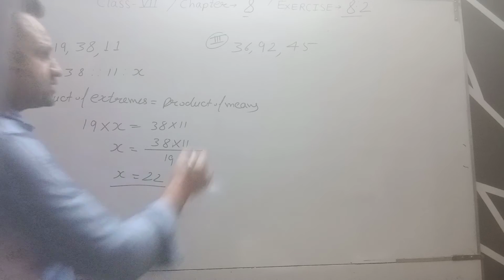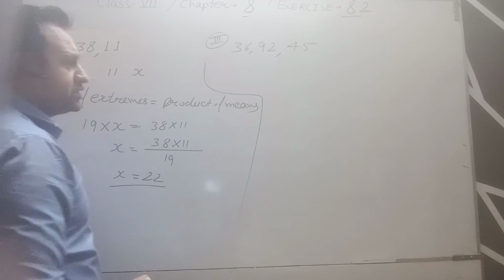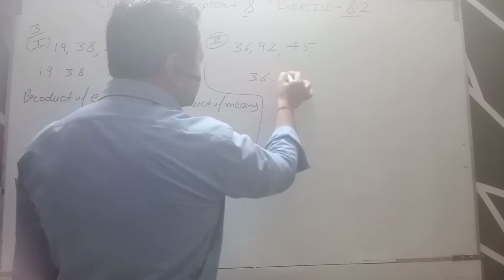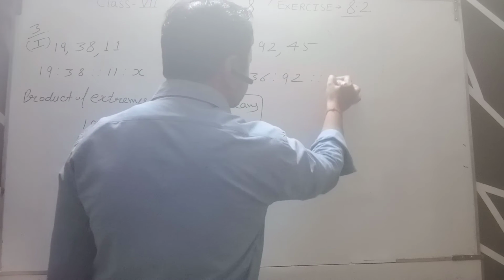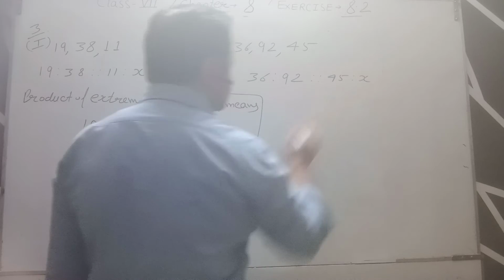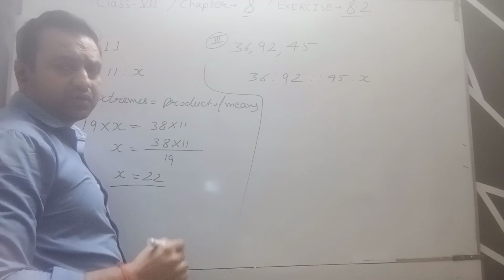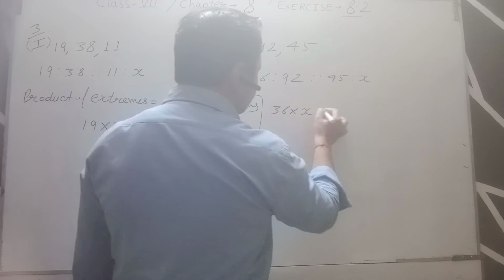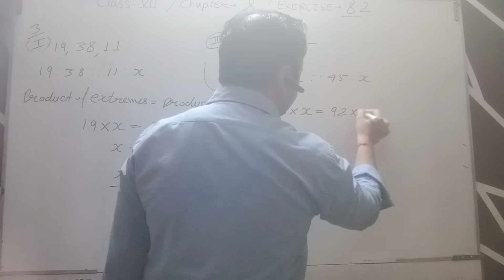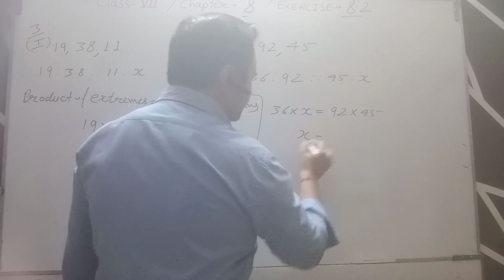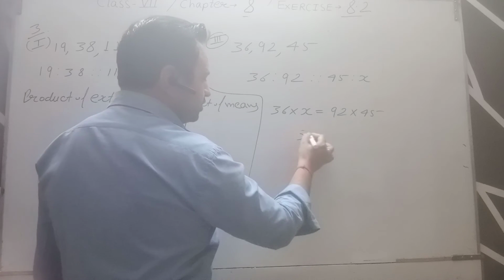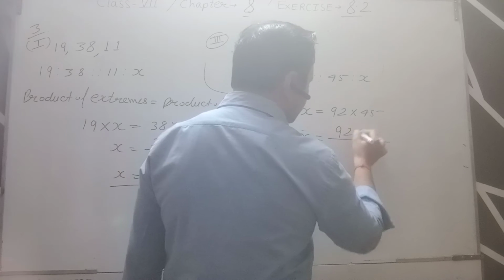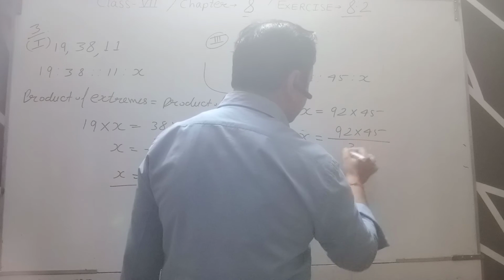Similarly, we can try its third part. In the third part, we suppose its fourth proportion is x. So 36 ratio 92 proportion 45 ratio x. Now again use the concept: product of extremes is equal to product of means. So 36 multiply x equal to 92 multiply 45. And now we transpose 36 from LHS to RHS. So the result is 92 multiply 45 upon 36.